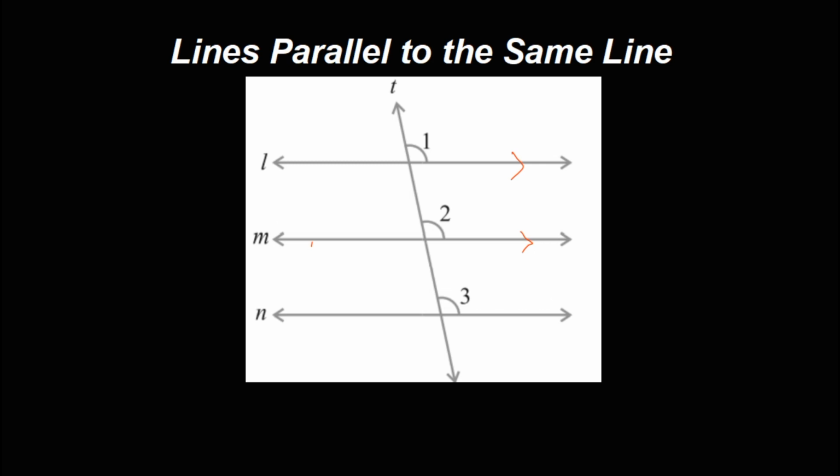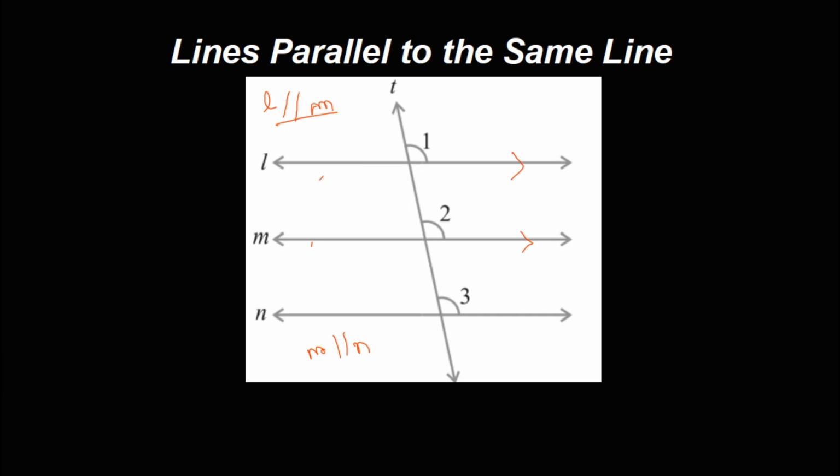For parallel, children, please see that we are notating this with the two parallel lines over here, which can say L is parallel to M. Now this is the symbol which is used. L is parallel to M. Similarly, we can write M is parallel to N. So the concept says lines parallel to the same line.